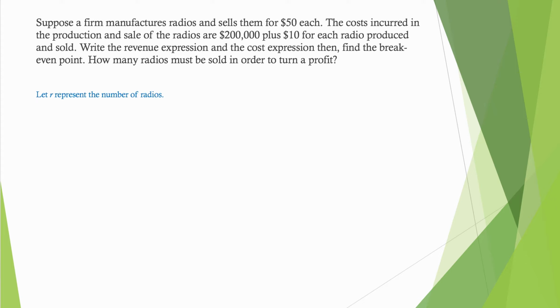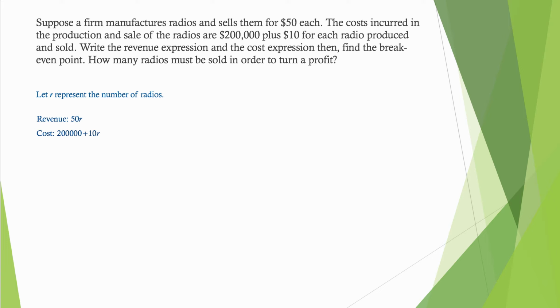The first step is to define any variables that we're going to need. We need to know how many radios are going to be sold and produced, so we're going to let R represent the number of radios. That makes my revenue expression 50R, since we're selling the radios for $50 each. My cost is then $200,000 plus 10R, since the costs are $200,000 plus $10 for each radio produced.